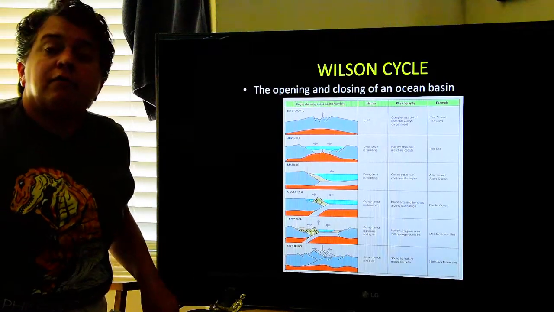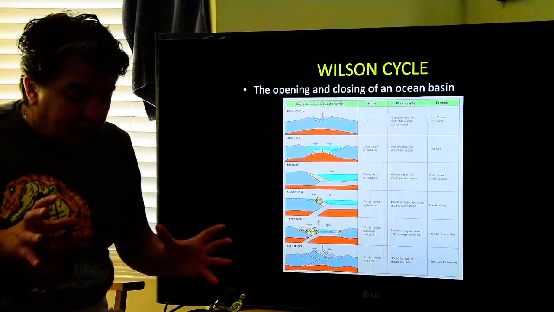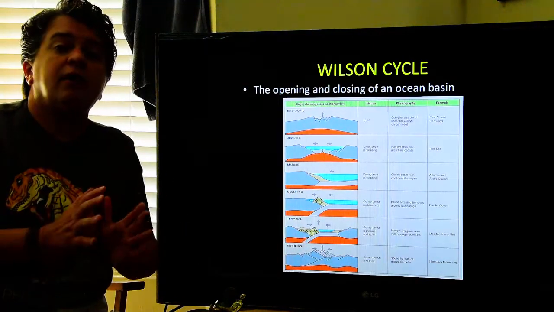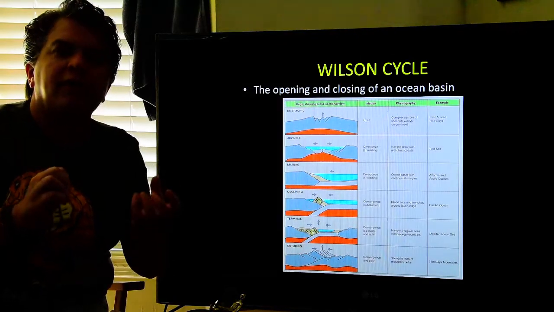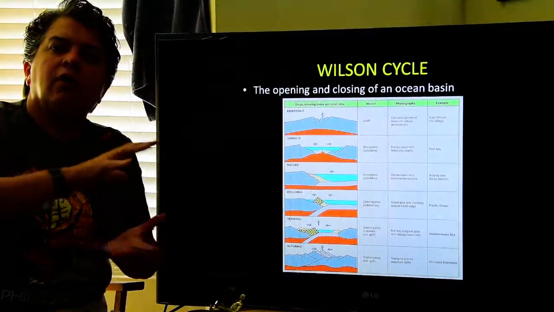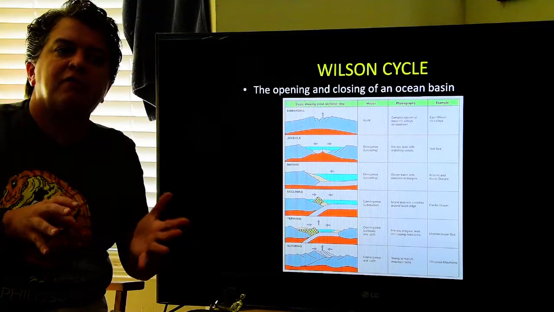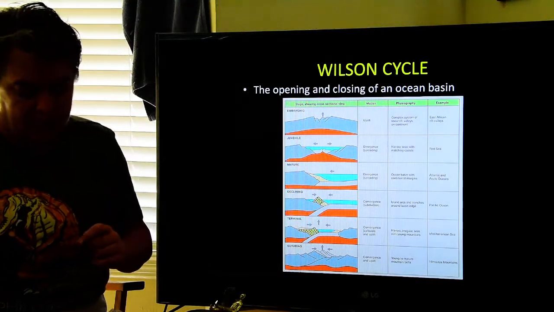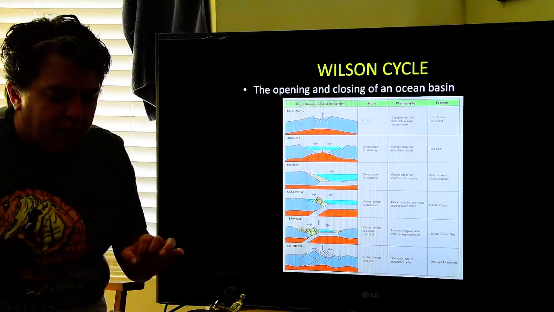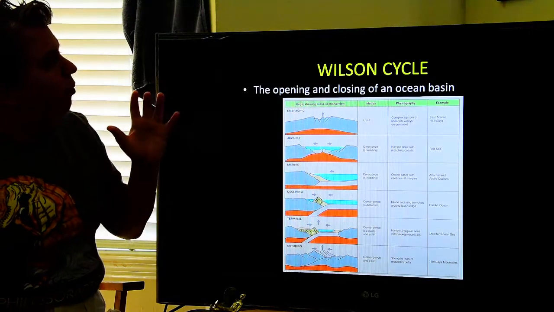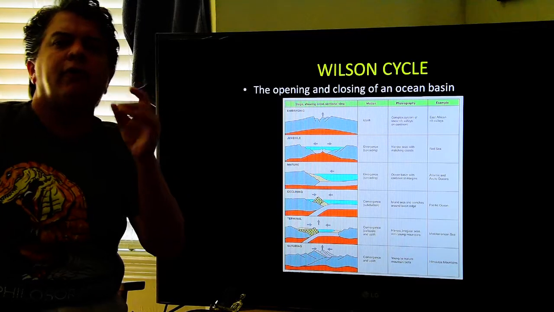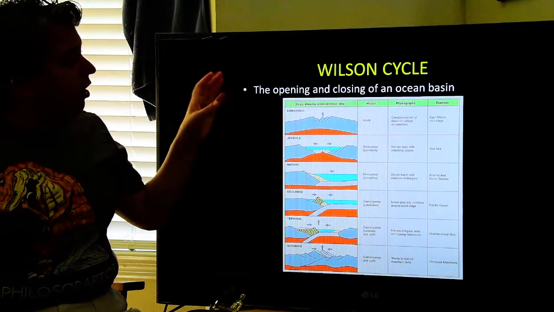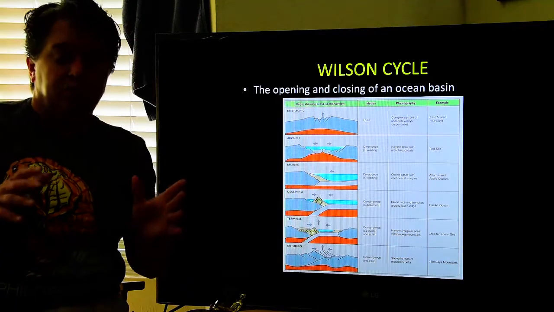Okay, so that's one thing that's important to recognize in plate tectonics. Some of these rocks can tell us how the continents have moved around in the past and what kind of plate boundaries we had in the past. But another important thing to go over is the Wilson cycle, because this happens over and over in Earth's history. This is the opening and closing of an ocean basin.